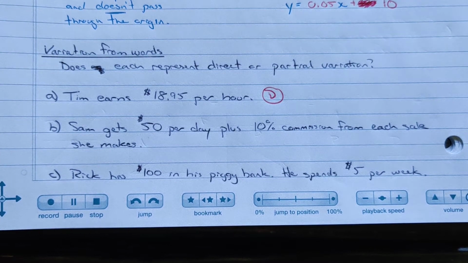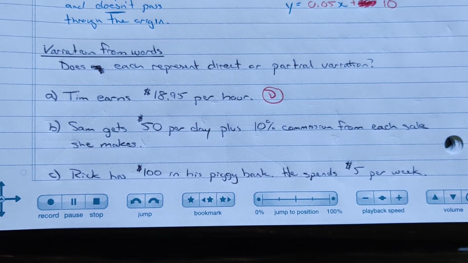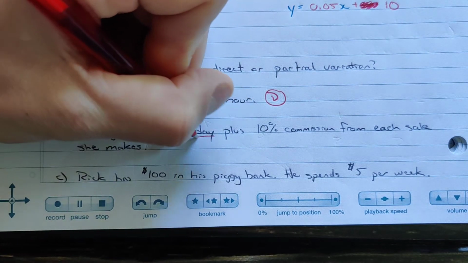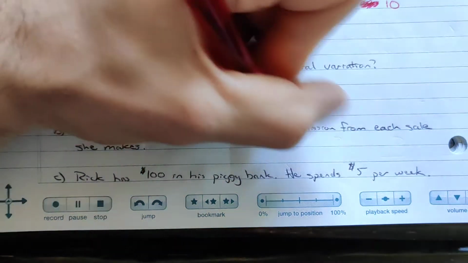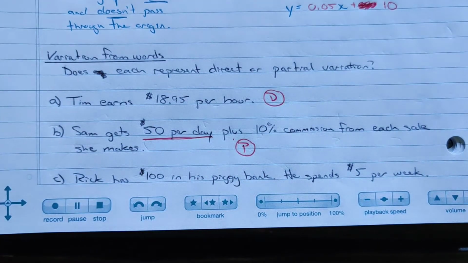In the next one, Sam gets $50 per day plus 10% commission from each sale she makes. So 10% commission means for everything she sells, one item for $100, she'll get 10. And so she gets money based on the number of sales, 10% from each of those sales. So how much she sells each day will determine her wages. But no matter what, she's starting at $50. It's $50 plus the 10% commission. So this would be partial variation.